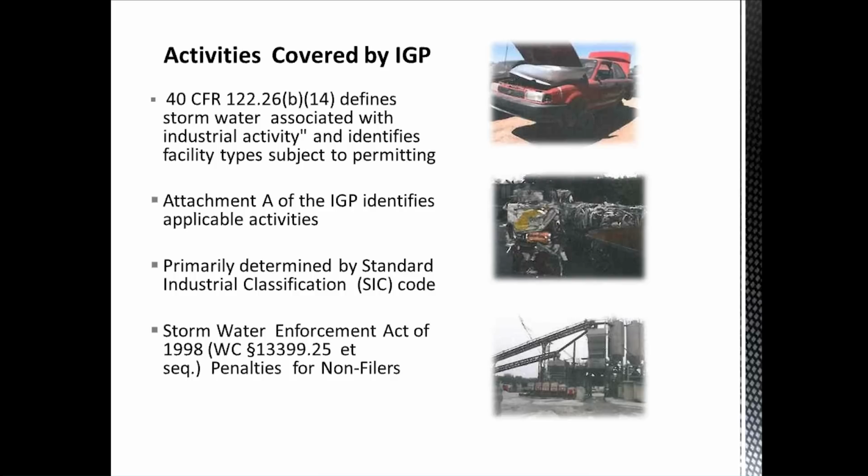And we have enforcement if you are what we call a non-filer at the state and regional board, meaning that you fall under one of these categories that needs the industrial permit, but you never got a permit. We deem that as a non-filer, and there can be penalties associated with that for not getting the permit.